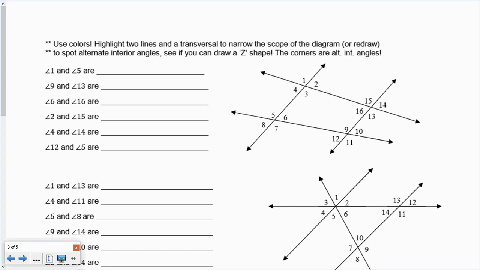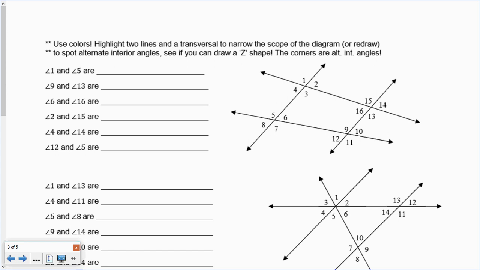You only need 3 lines total. See, this one has 4, so there's going to be one that you don't need. When you highlight the 2 that are upright and the one that's slicing through, and get rid of the other line, it makes it easier to work with the picture. Some students don't like to highlight over previous highlighting, so they like to redraw instead. Redraw the picture using only the 3 lines that you want. That's also a really good strategy.